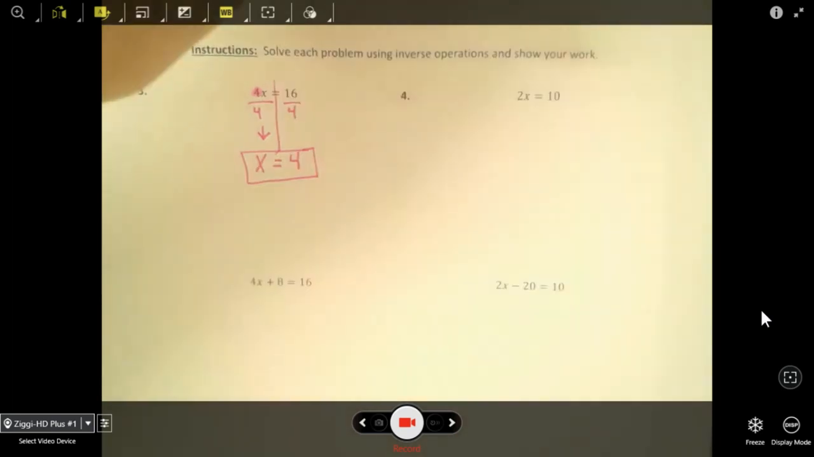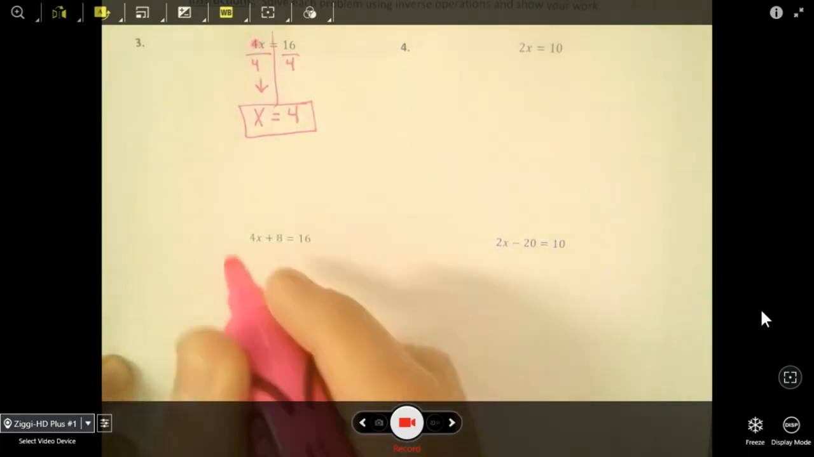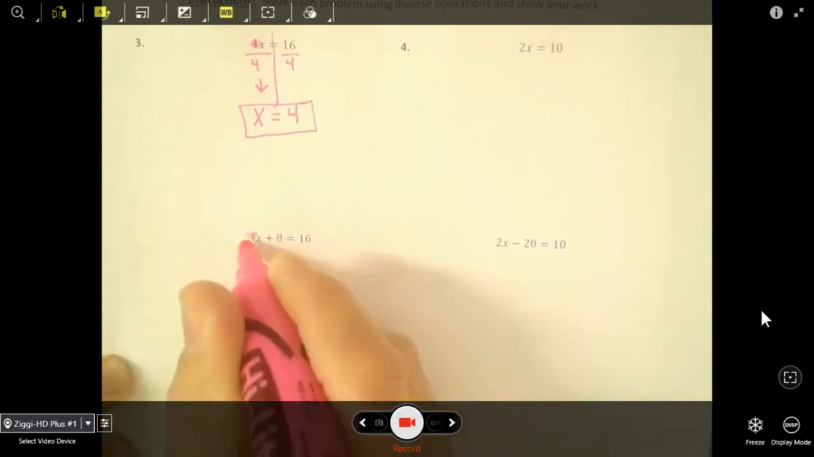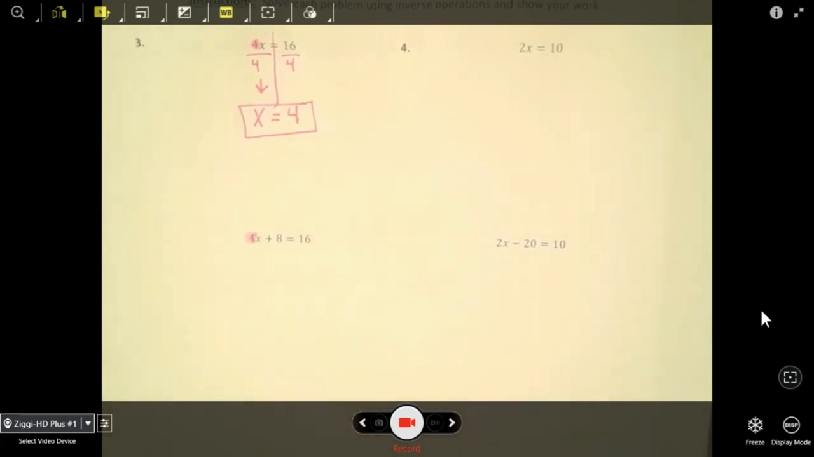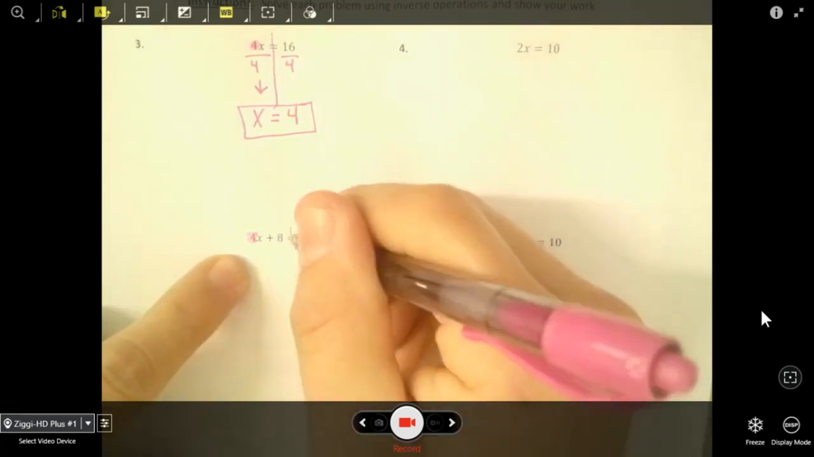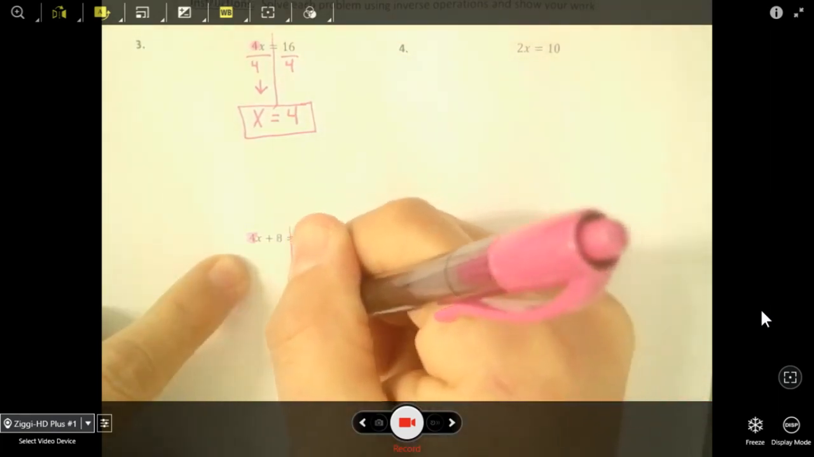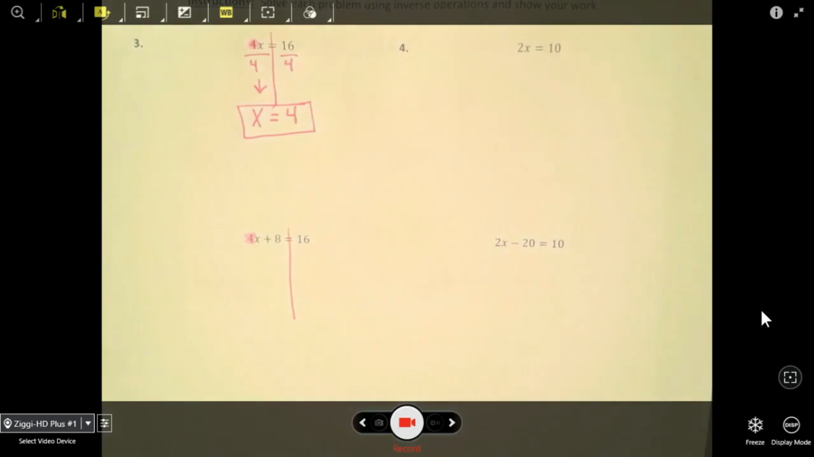So I'm going to move my camera down a little bit. And we're going to follow a similar process on this one. I want you to notice that the only thing that's changed on this is that I have added the number 8. I still have 4 as my coefficient right here. But now we've added an 8 in here. We're going to have to deal with that. So before we can divide this 4, we're going to need to get rid of that 8. So let me draw my line through my equal sign so that we can be sure to keep this balanced.